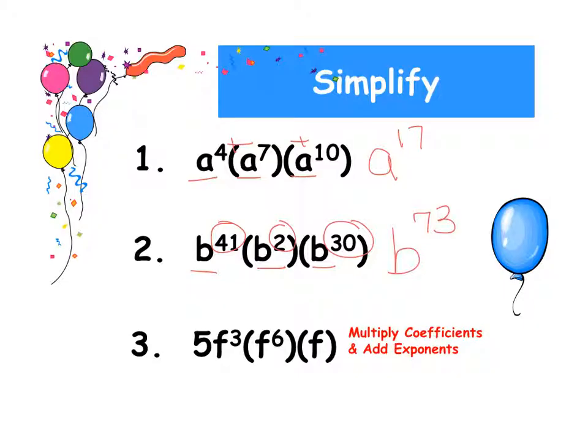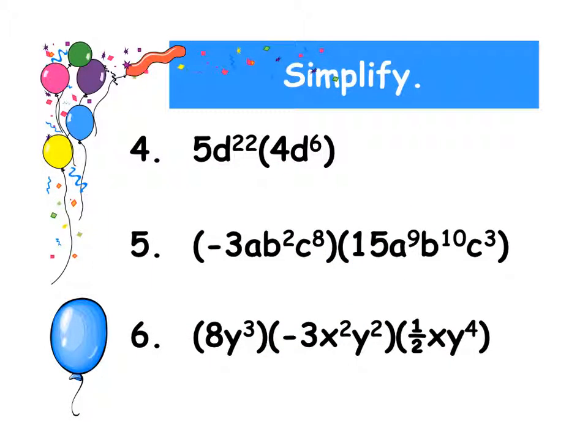Alright, next one. A little bit different because now I have a coefficient in front of them. So what I do is I multiply my coefficients. 5 times 1 is 5. Rewrite my base and I add my exponents. 3 plus 6 plus 1. Even though there's nothing written down there, there's an implied 1. So there's my answer.